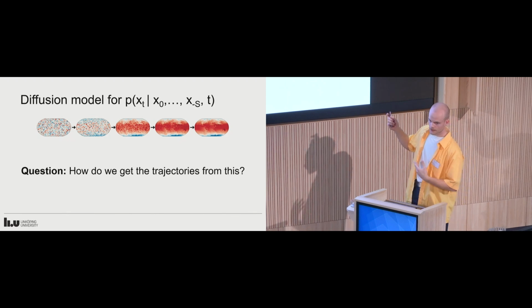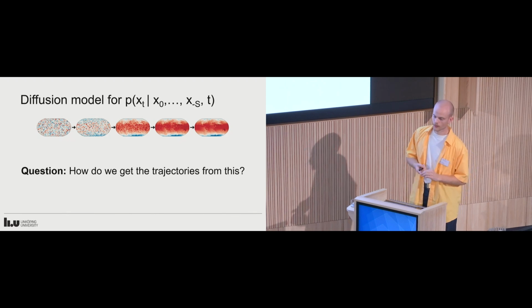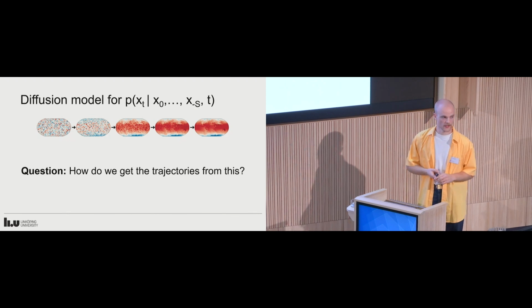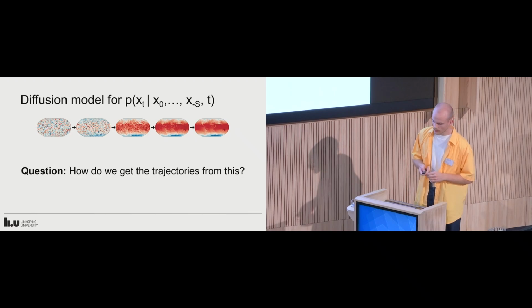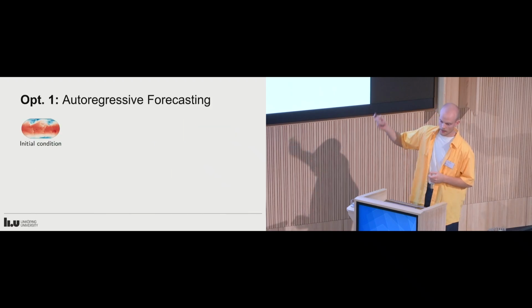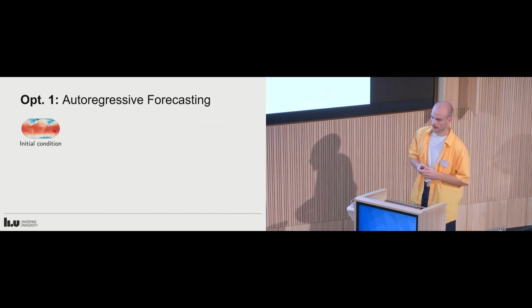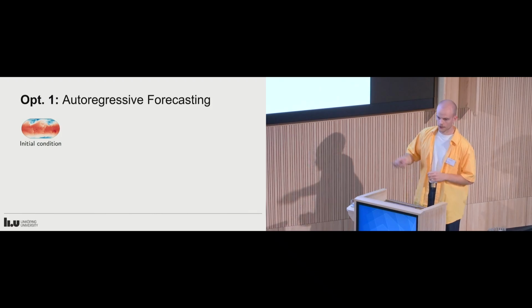But I promised you trajectories, and so we asked the question, how do we get the trajectories from this? Well, the most common way of doing this, and the way Ilan described in GenCast, for example, is what's called autoregressive forecasting.